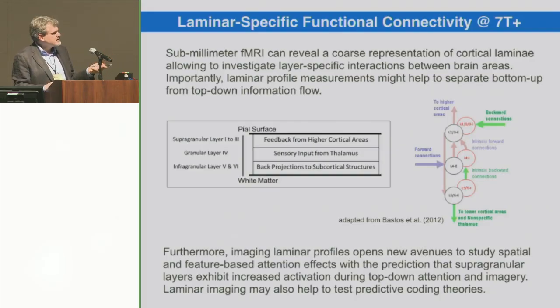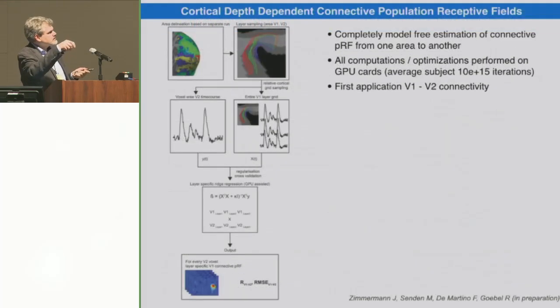We can also use it to constrain so-called predictive coding theories, which have specific assumptions about how top-down information influences upper layers or other layers in earlier cortex. And that's why we are so excited about this possibility. Besides the tangential resolution, the depth resolution gives us also these possibilities. And I want to demonstrate this with one example, but this is just to show that we have now expanded the so-called population receptive field technique to multiple layers.